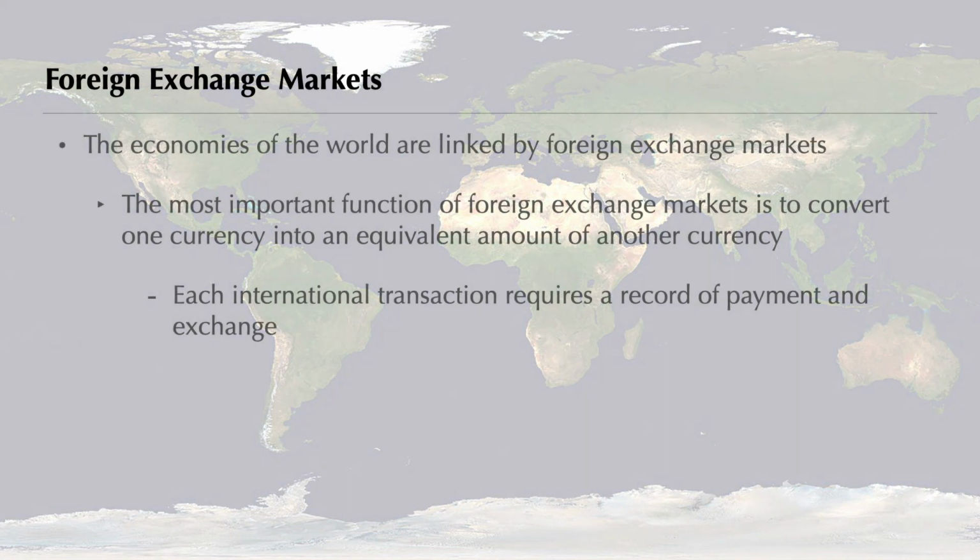The economies of the world are linked by foreign exchange markets. Traditionally, the most important function of a foreign exchange market has been to convert one currency into an equivalent amount of a second currency. This currency conversion is needed for three types of international transactions: trade, tourism and travel, and investing. Each of these types of international transactions requires a record of payment and exchange.